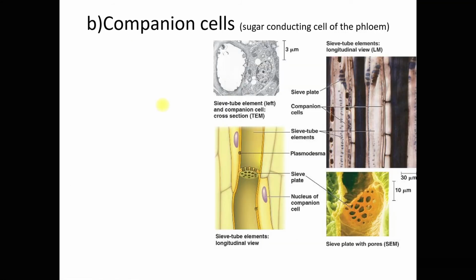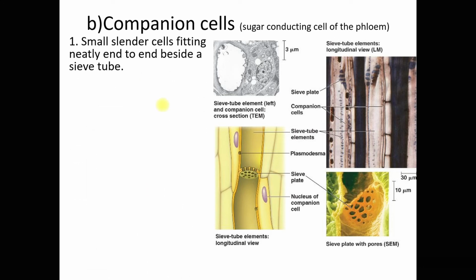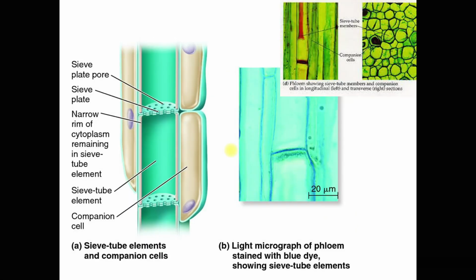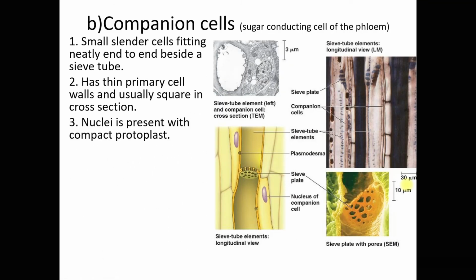Now companion cells. These are the sugar conducting cells of the phloem as well. They are small slender cells, fitting neatly end to end beside a sieve tube. They can be found beside or adjacent to this sieve tube. These are companion cells. They have a thin primary cell wall and are usually square in cross section. Look here at the cross section, it is squarish. Nuclei are present with compact protoplast. They have high organic content and mitochondria.